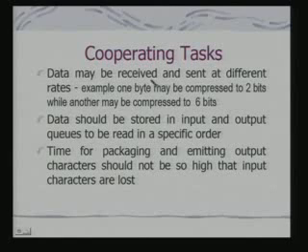So what we say is that the data may be received and sent at different rates. So there are two processes which are managing the reception and communication. These two processes are working at different rates, and they need to cooperate such that no input data is really missed. So the time for packaging and emitting output characters should not be so high that input characters are lost. This puts a constraint on the compression scheme, and these processes have to cooperate so that the compression can take place in proper order.